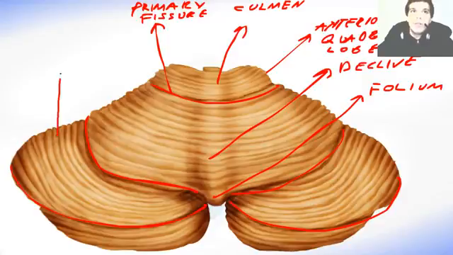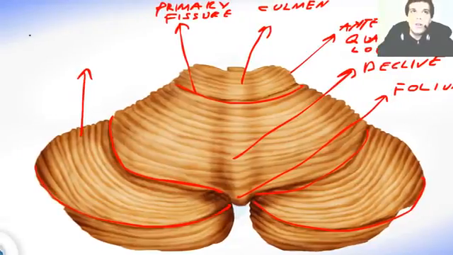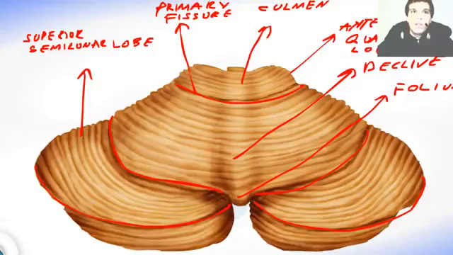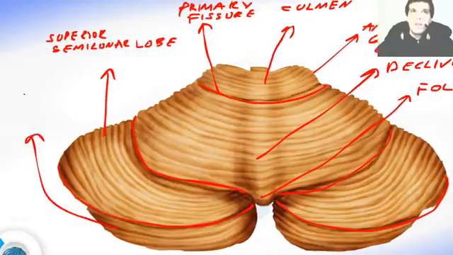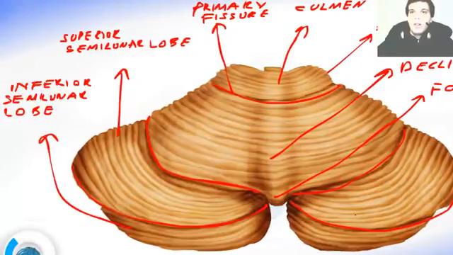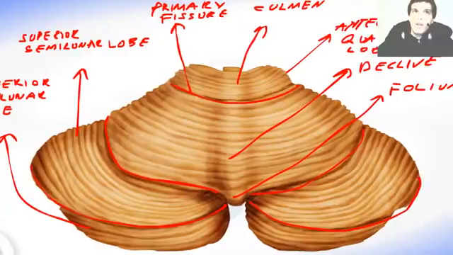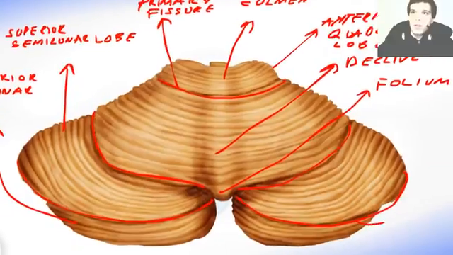This was the superior semilunar lobe, and this was the inferior semilunar lobe. The fissure that divides inferior and superior semilunar lobes is called the horizontal fissure.